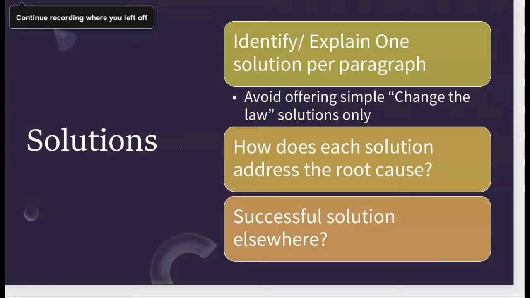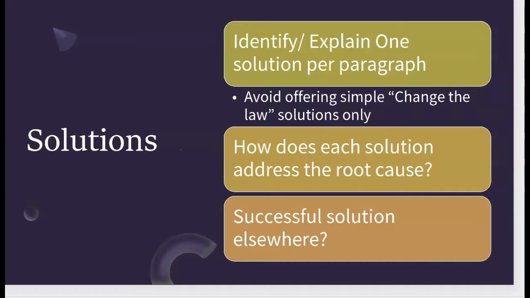Use your supporting evidence. Think about, to what degree has this solution been successful in other places, if it's been used in another state, another town, another area of the country. If this solution is completely original to you, explain why you think it'll work. Your proposed solutions are really going to indicate your comprehension of the problem.